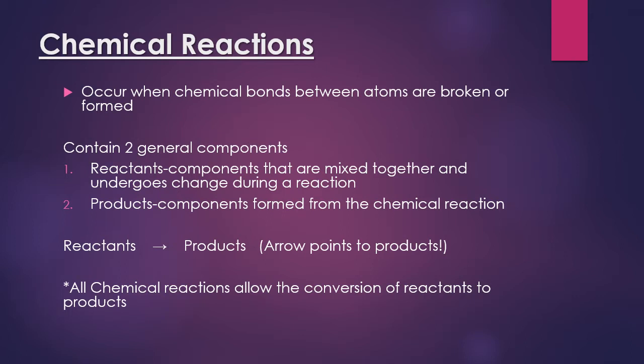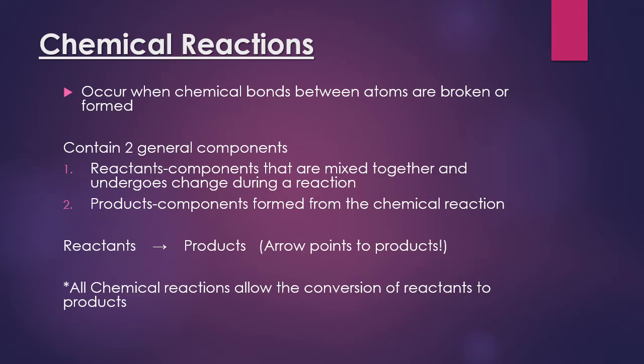All right, let's move on to chemical reactions. So what is a chemical reaction? A chemical reaction occurs when chemical bonds between atoms are broken or formed. Basically, you are breaking bonds and forming new ones. You're making new compounds. You are rearranging atoms, essentially.